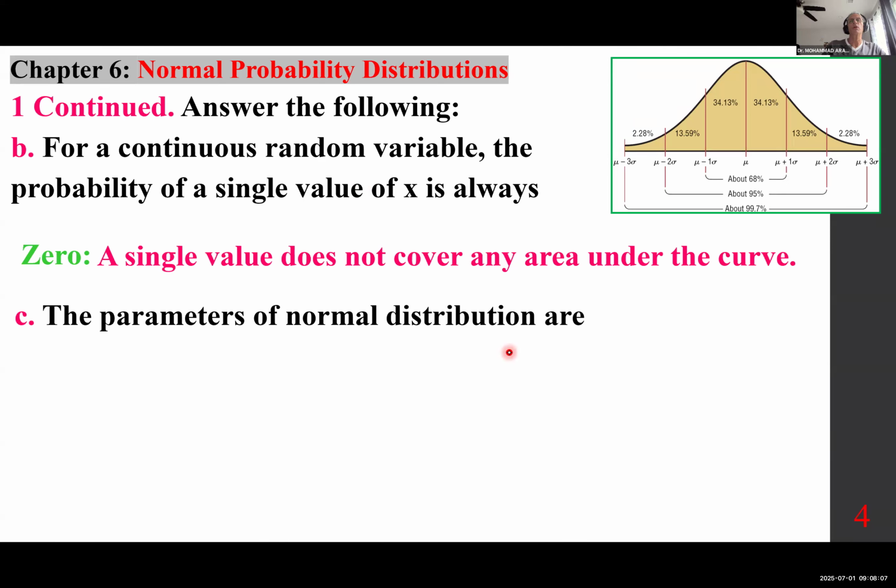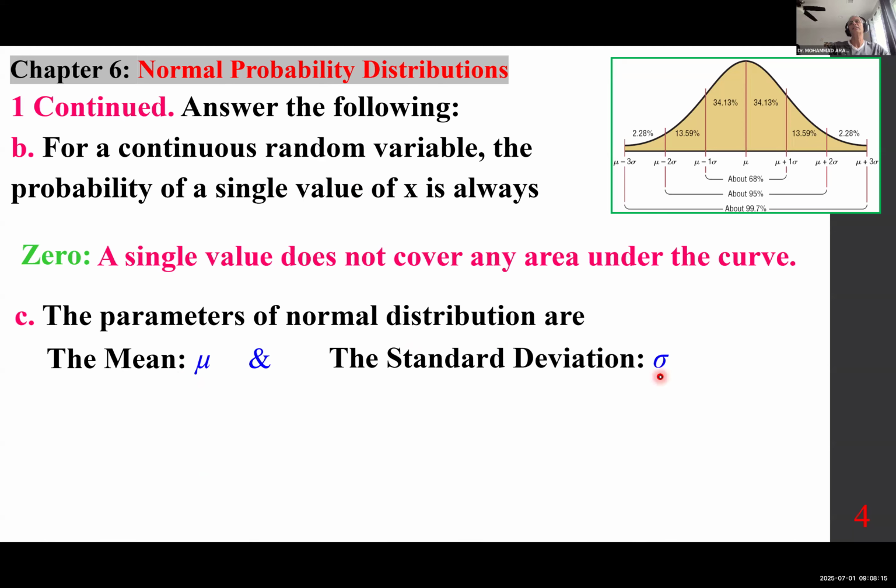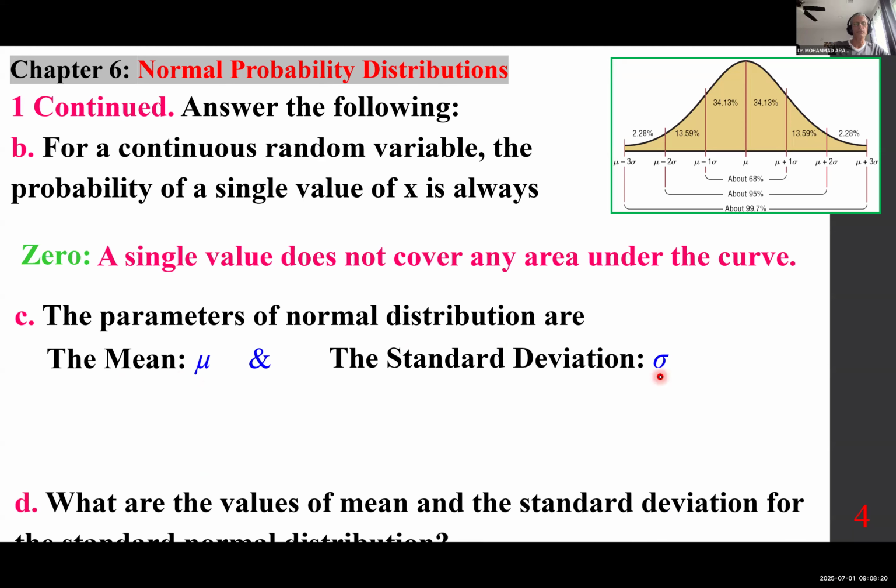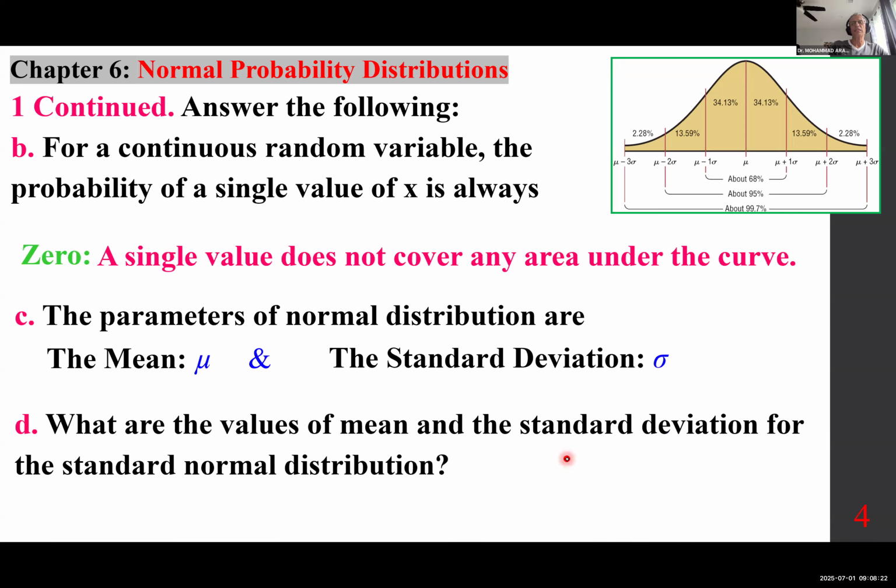The parameters of normal distributions are the mean, mu, and the standard deviation, sigma. We're talking about a population. What are the values of the mean and standard deviation for SND, standard normal distribution? Mu is 0, sigma is 1. In the case of a standard normal distribution, mu is 0, sigma is 1. We should know that. Now, here's the table.